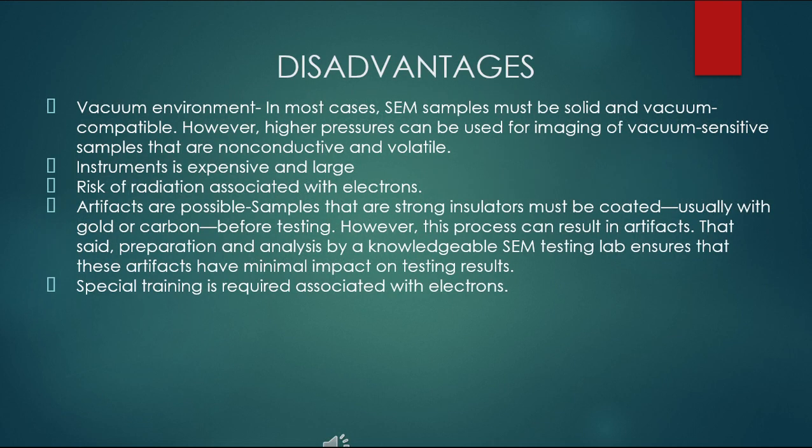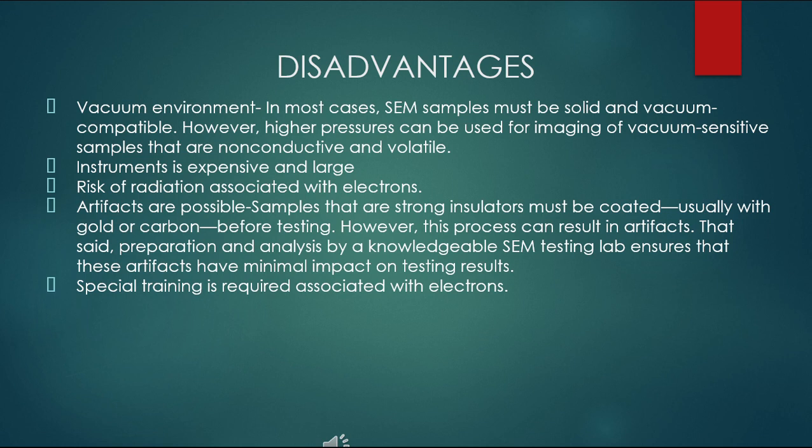Disadvantages of scanning electron microscope. Number 1. Vacuum environment. In most cases, SEM samples must be solid and vacuum compatible. However, higher pressure can be used for imaging of vacuum sensitive samples that are non-conductive and volatile. Number 2. The instrument is expensive and large.